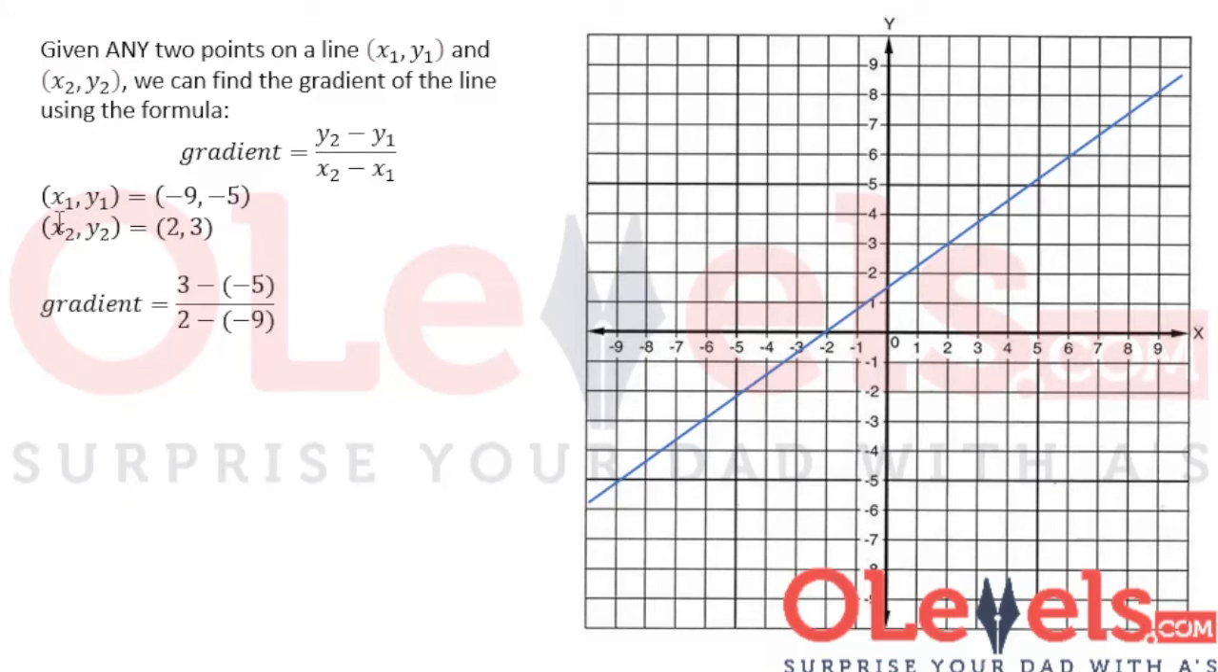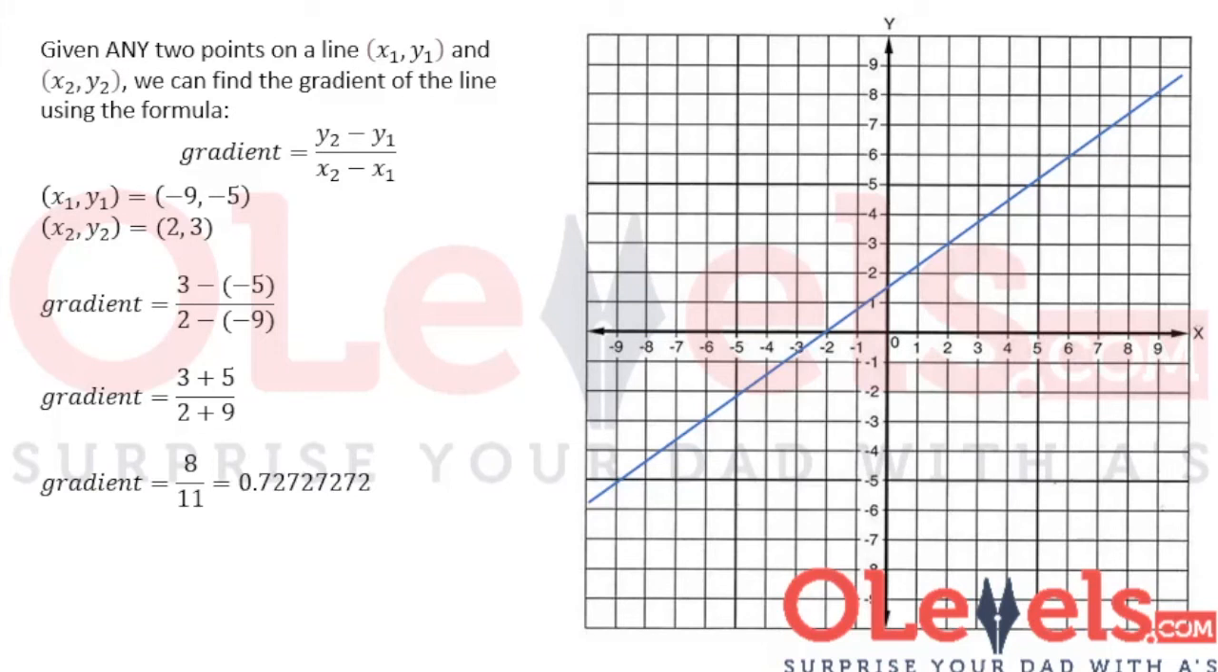So now let's plug in x1, y1, x2, y2 in this formula. x1 was minus 9, y1 was minus 5, x2 was 2, and y2 was 3. So x2 minus x1 becomes 2 minus minus 9, and y2 minus y1 becomes 3 minus minus 5. A minus and a minus make a plus. So both of these 2 minus pairs will become a plus. So 3 plus 5 divided by 2 plus 9. 3 plus 5 is 8 and 2 plus 9 is 11. So this becomes 8 over 11.